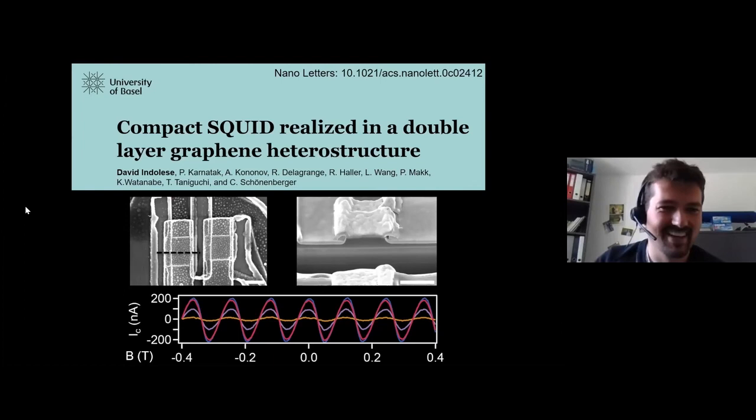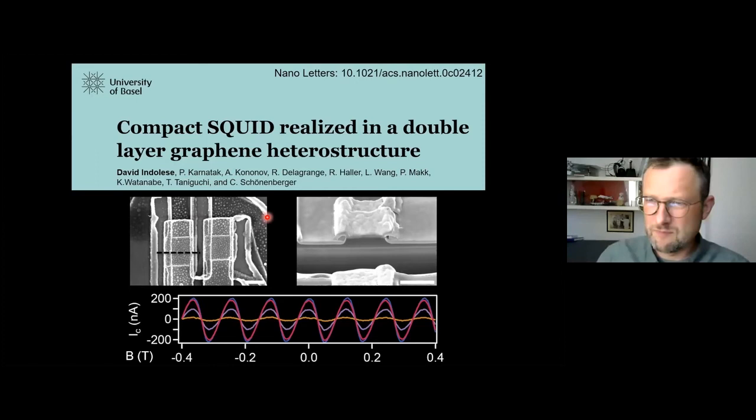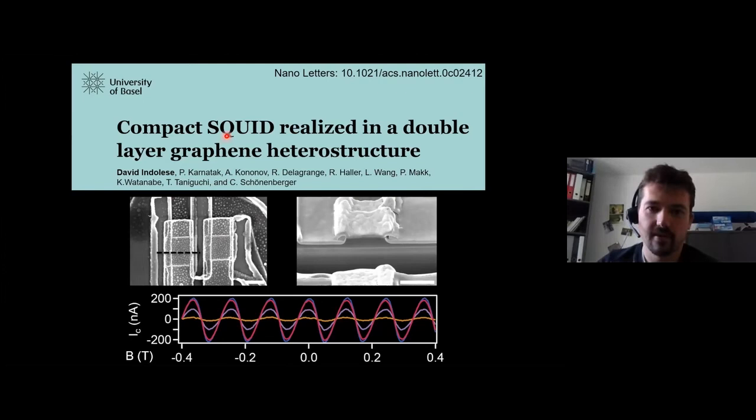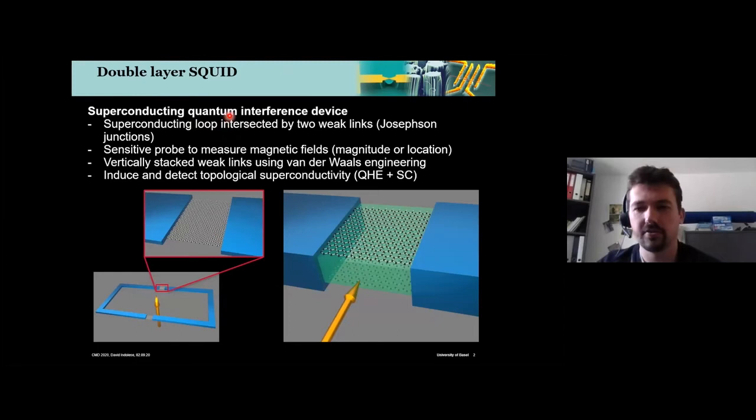So thank you very much again for the opportunity to present here recent results of our research, where we used the ability to van der Waals stack different 2D materials to fabricate a compact SQUID. A SQUID is a superconducting quantum interference device, which is extremely sensitive to magnetic fields. And usually it consists, as you see here on the bottom left, of a superconducting ring or loop, which is intersected by two so-called Josephson junctions, weak links, which are decoupling these two superconductors.